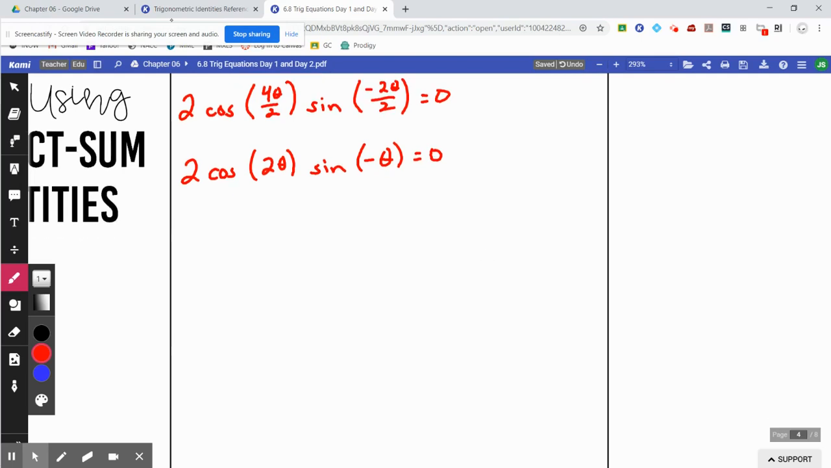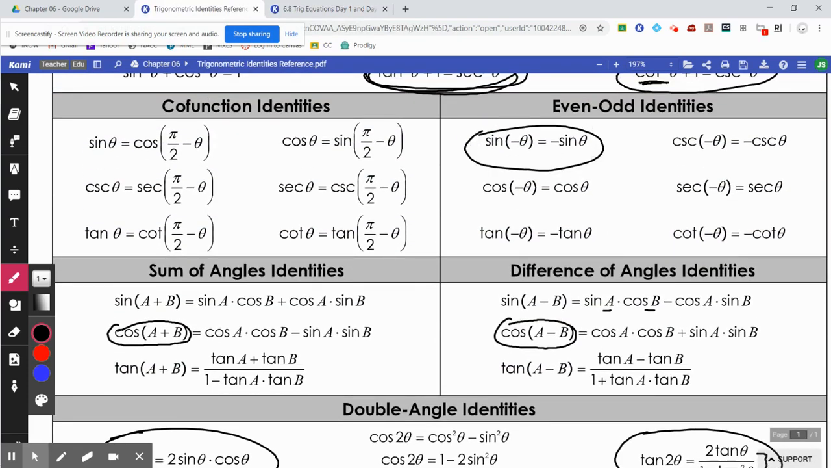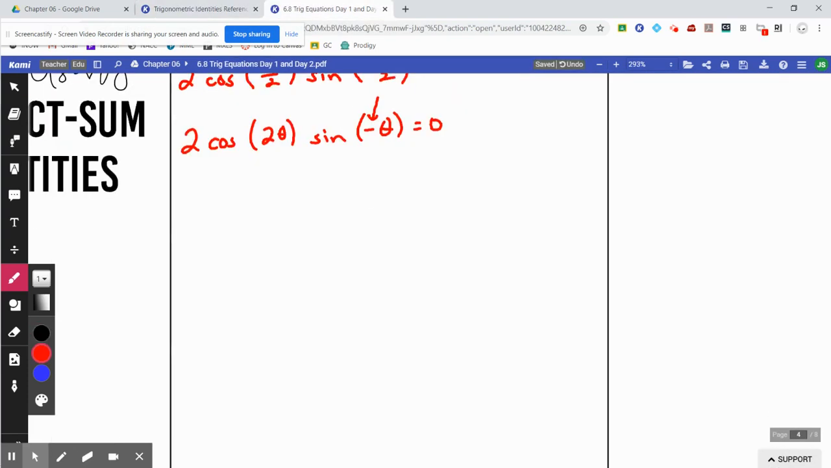Now, anytime you have the sine of a negative, remember that you can use, let's scroll back up, the sine of a negative is right here. We can bring that negative out front. So I could actually just erase that negative and put it out front here.